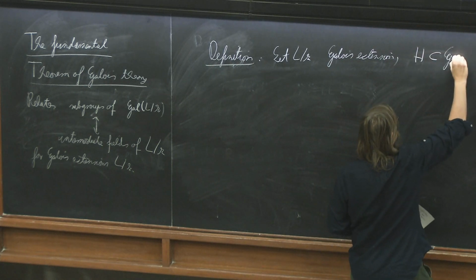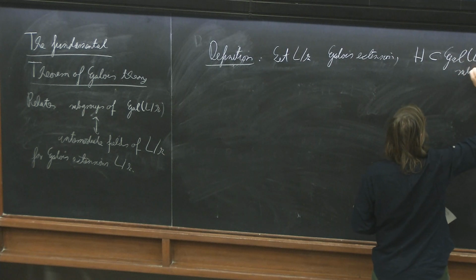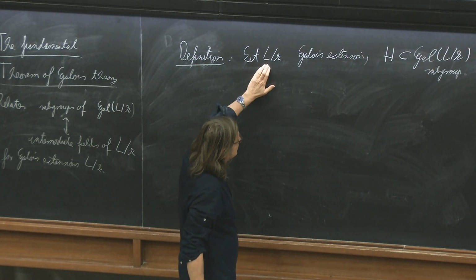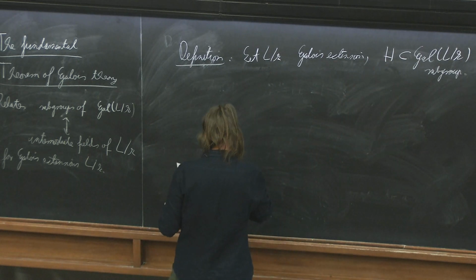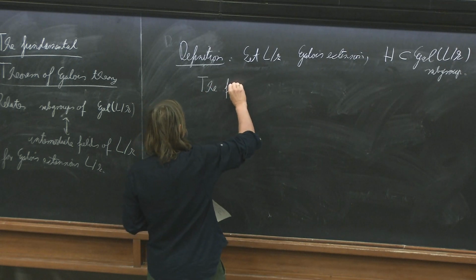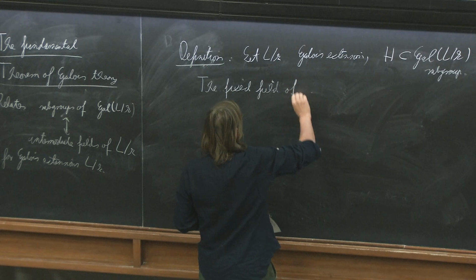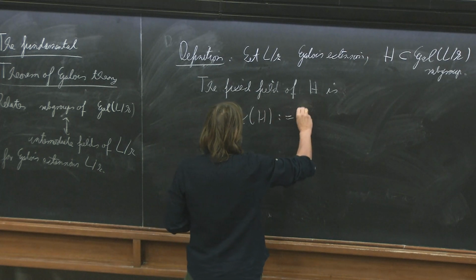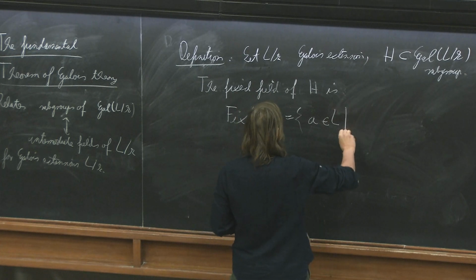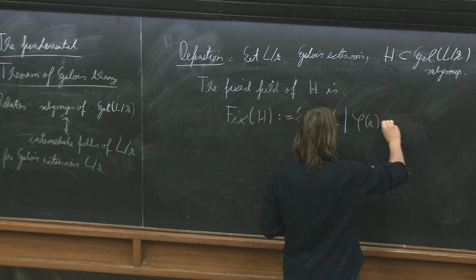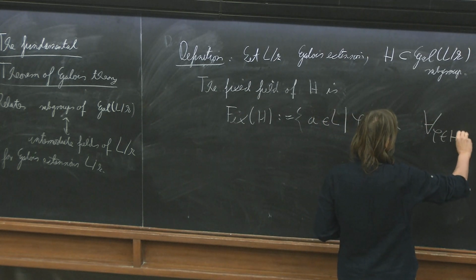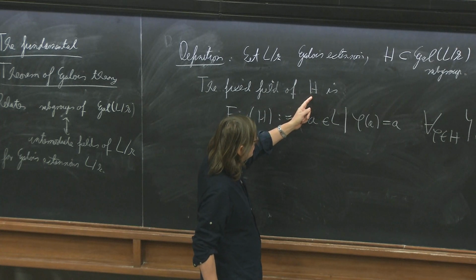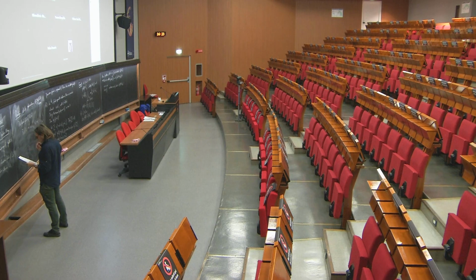H is a subgroup in the Galois group. One intermediate field I can get by taking all elements in L which are fixed by every element in H. So the fixed field of H is the set of all elements A in L such that phi of A is equal to A for all phi in H. These are the elements in L to which the elements in H do nothing. It's easy to see.